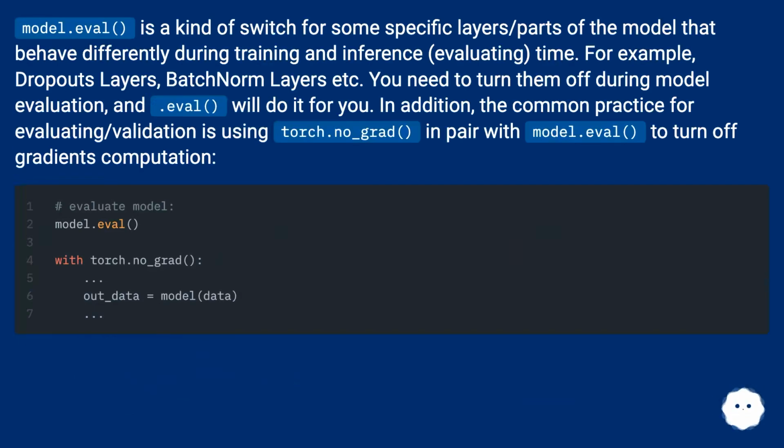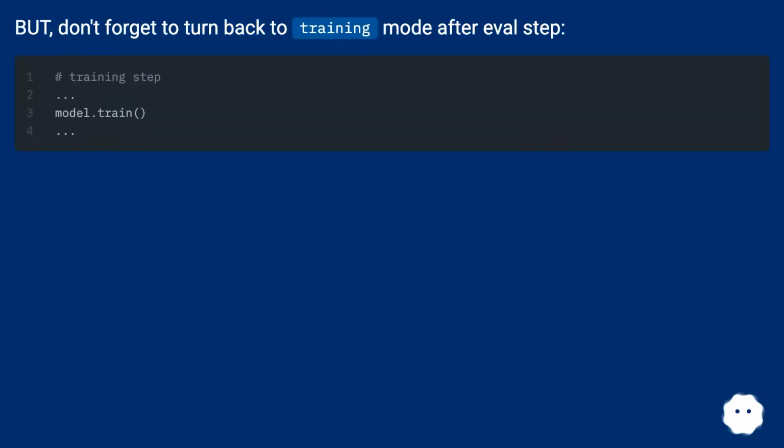Model.eval is a kind of switch for some specific layers, parts of the model that behave differently during training and inference (evaluating time). For example, dropout layers, batch norm layers, etc. You need to turn them off during model evaluation, and .eval will do it for you. In addition, the common practice for evaluating validation is using torch.no_grad in pair with model.eval to turn off gradients computation. But don't forget to turn back to training mode after the eval step.